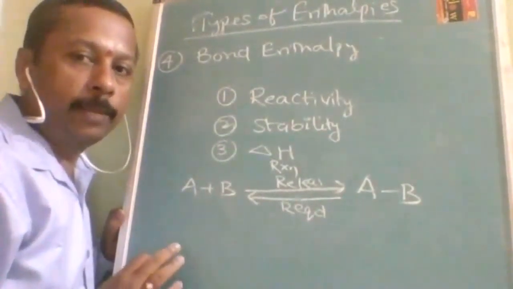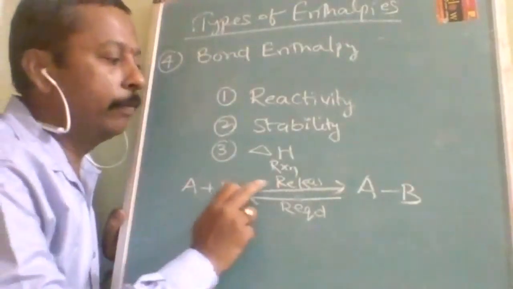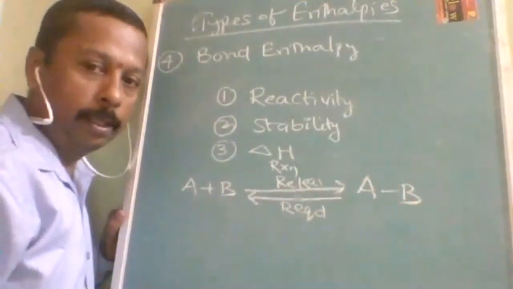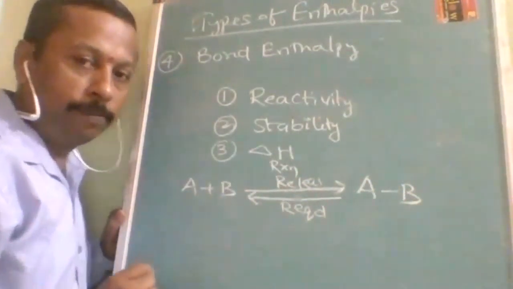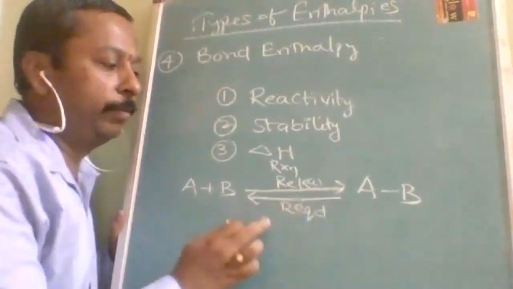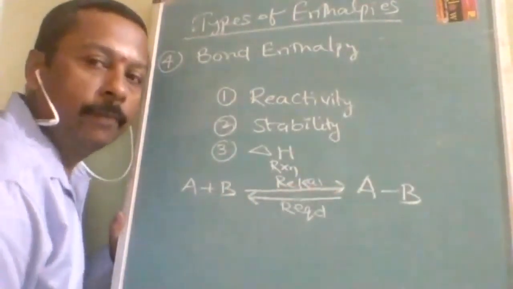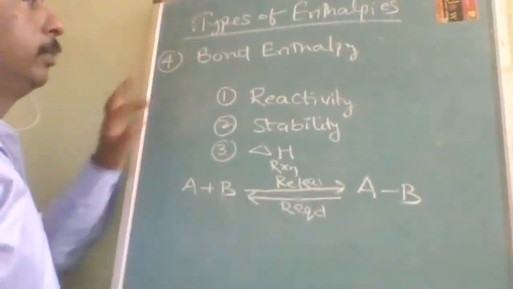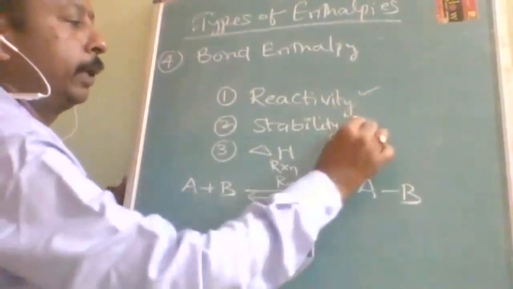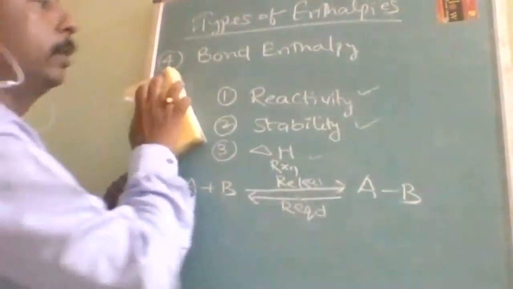Bond enthalpy can be defined in both ways, but one word should be replaced. When you talk in this direction, released. When you talk in this direction, required. Okay, the amount of bond energy required to break 1 mole of bonds, or the amount of energy released during formation of 1 mole of bonds. So with the bond enthalpy, we can find out reactivity, we can compare the stability, and we can find out the enthalpy of reaction.